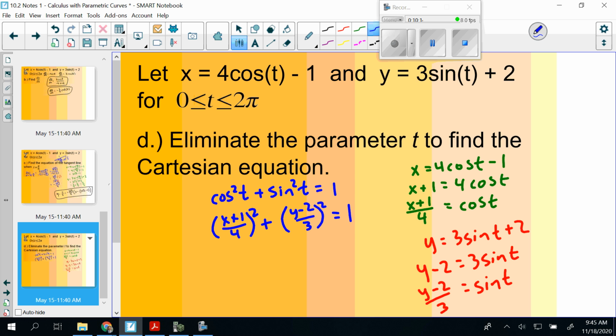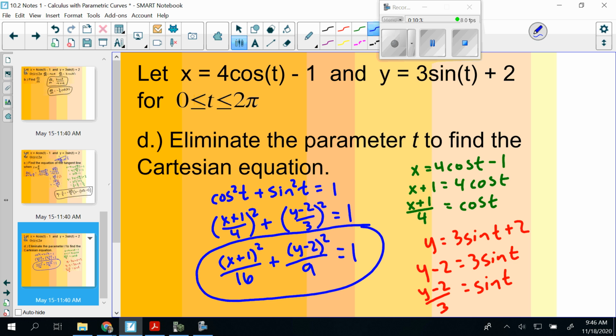And so it looks like the equation of this one would be that, or if you wanted, we could square the bottom. So it'd be x plus 1 squared over 4 squared, which is 16, plus y minus 2 squared over 3 squared, which is 9, equals 1. And that would be the equation of that ellipse that we had graphed originally out on the problem there.